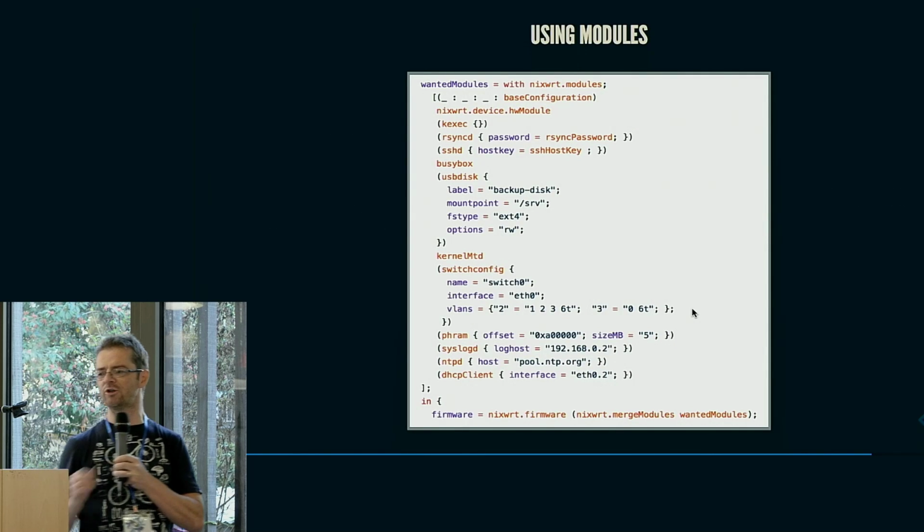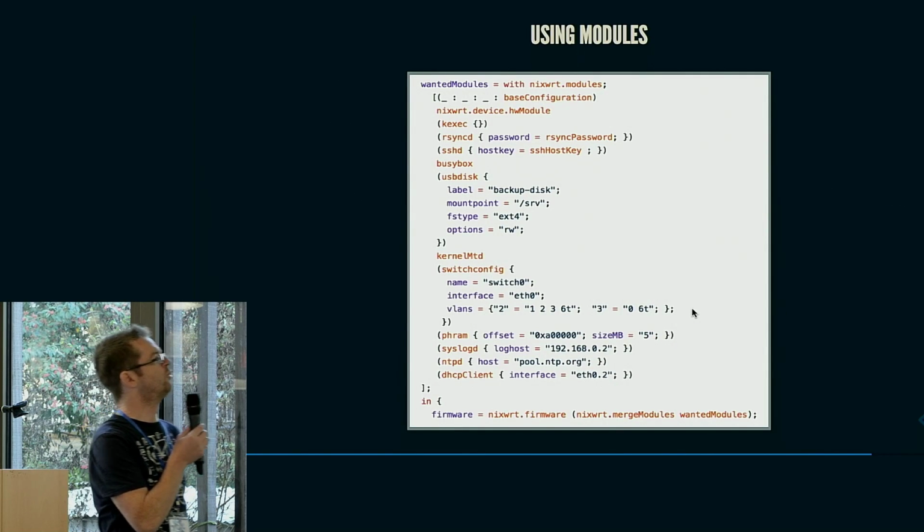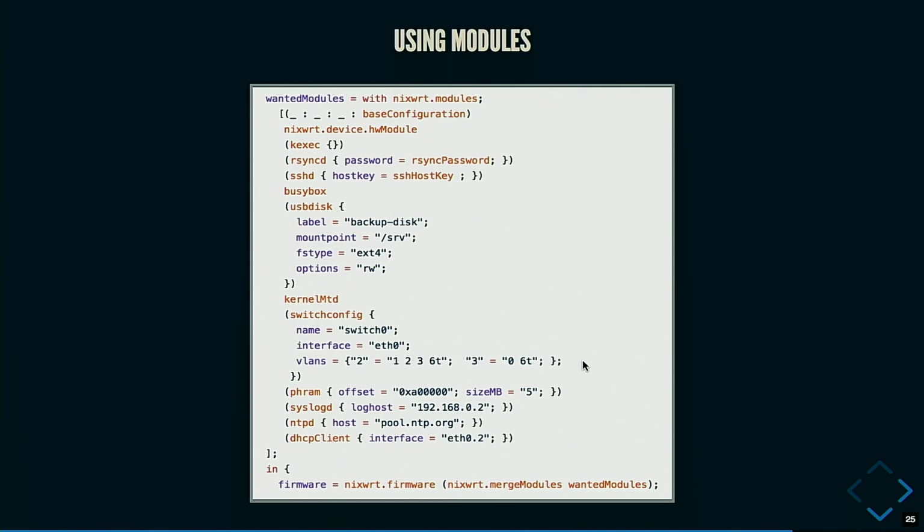So the essence of it is that in your derivation, you'll start with the base configuration, which has almost nothing in it. It has empty arrays of files, packages, some other stuff. You will then apply each module in sequence to it. So that's the hardware module for the device. That's going to include an rsync server. That's going to include an SSH server. That's going to include BusyBox, which is pretty fundamental.